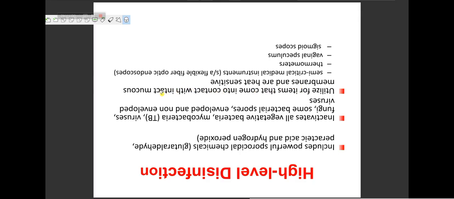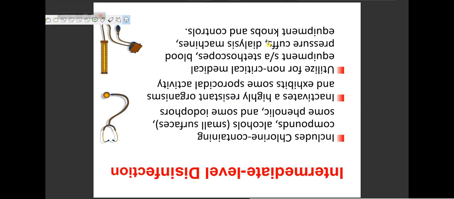And it is utilized for items that come into contact with intact mucous membranes and are heat sensitive, right? Here you can see semi-critical medical instruments, thermometers, vaginal speculums, sigmoidoscopes. These are very important to disinfect, right?